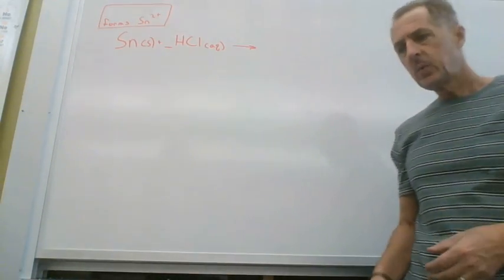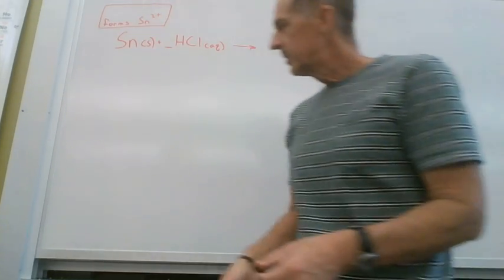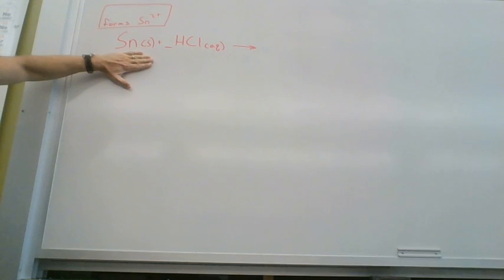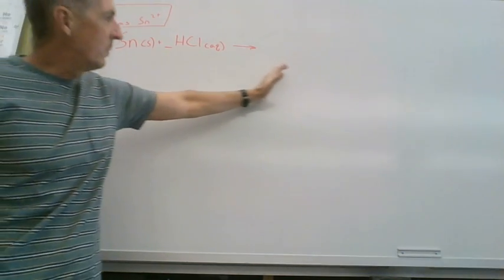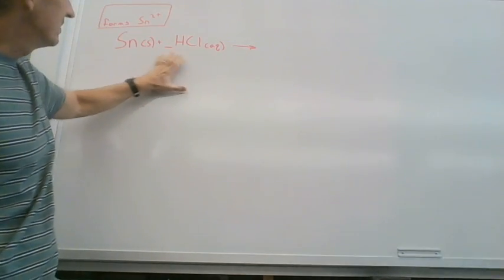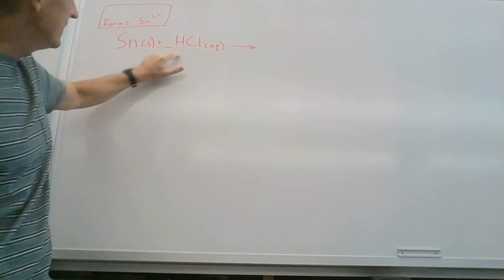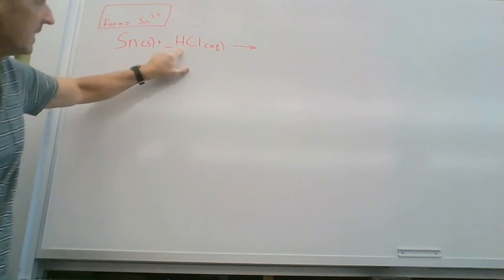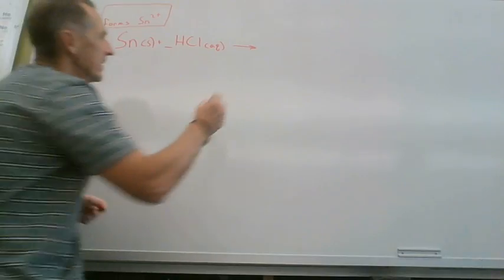All right, this is a continuation of your redox single displacement lab. So here we have an equation. If we took solid tin and mixed it with hydrochloric acid, we need to be able to predict the products of this single displacement reaction. And so this tin is going to displace the hydrogen because it's more active. And I'm giving you the information that the tin forms a 2+ cation in this case.